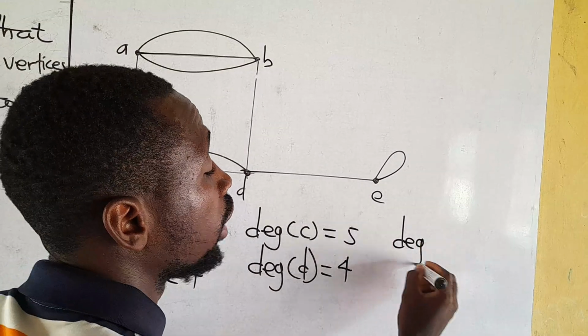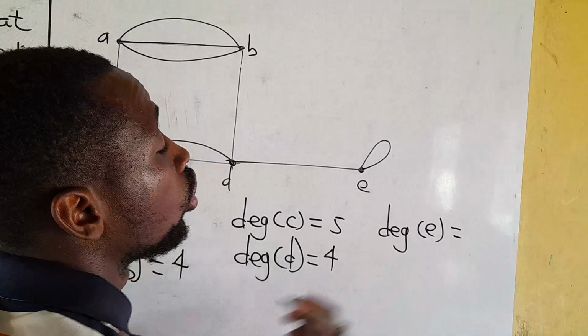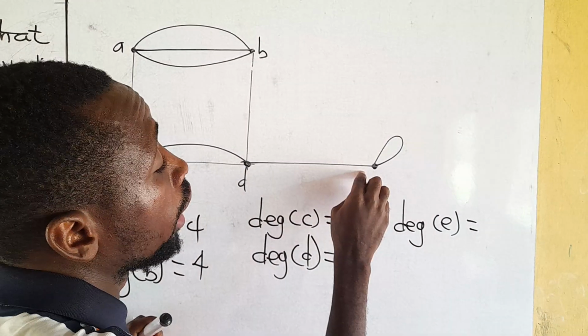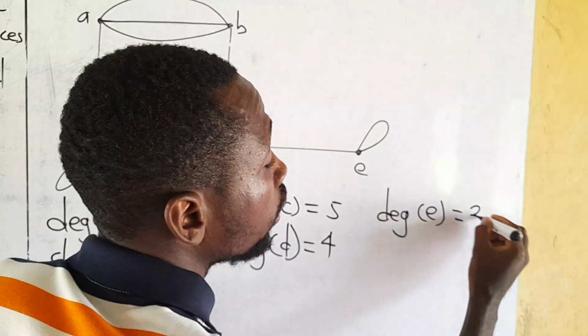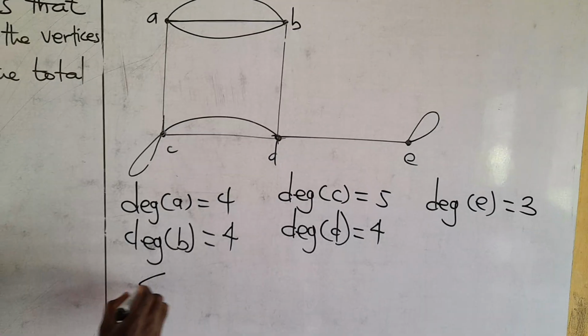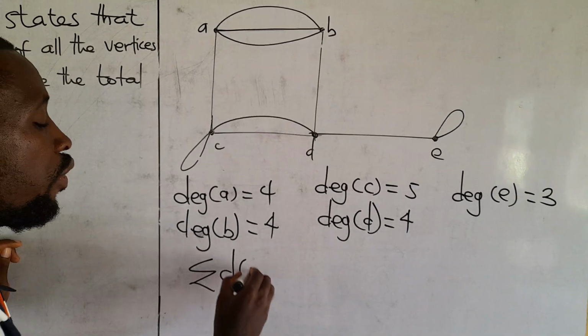Let's find the degree of the vertex E. So the vertex E has 1 edge. Then it has a self-loop, which adds 2 more to it. That becomes 3.